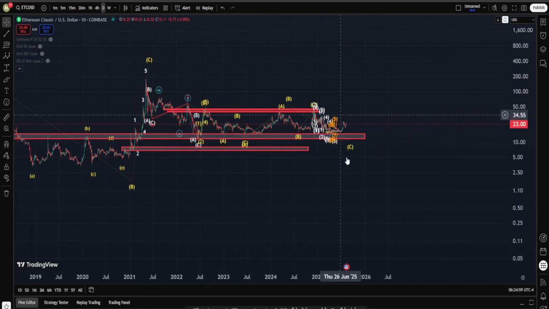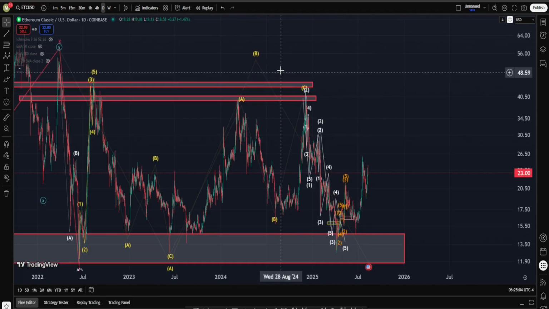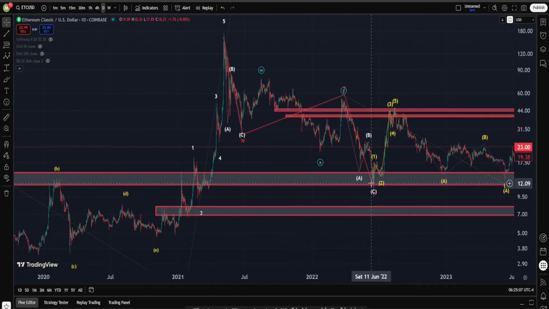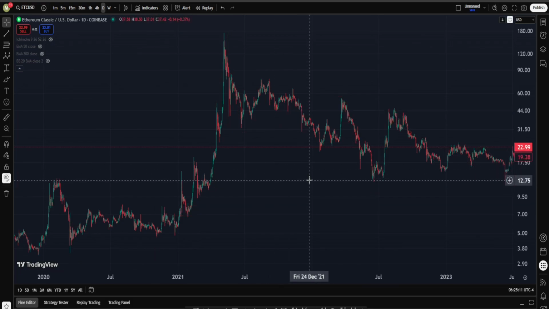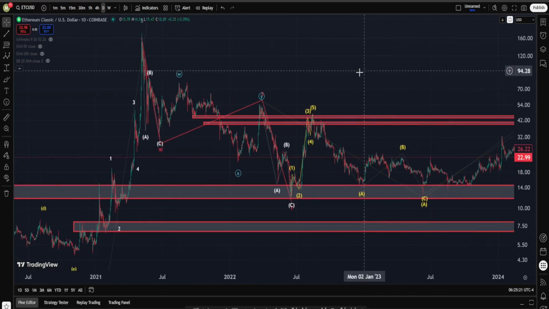Followed by that, what is happening in this whole phase? In my opinion, there's actually a very good argument to be made for Ethereum Classic to have hit its final low right in here about, let's say, if I just hide everything, as you can see, the $12.50 area. Why? Two reasons. Number one, you are absolutely able to find from here to about this point a WXY in form of a double zigzag.